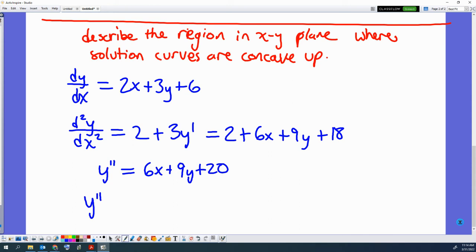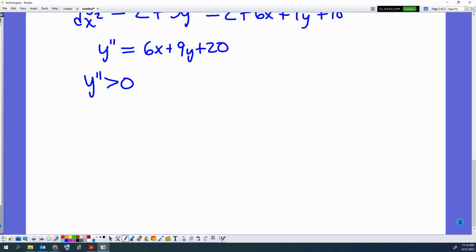Y double prime is greater than 0, right? Set it greater than 0. When the second derivative is positive, my curves are concave up. So what I'll do is take this expression for y double prime and set it greater than 0. 6x plus 9y plus 20 is greater than 0.